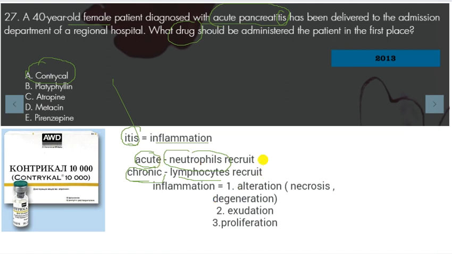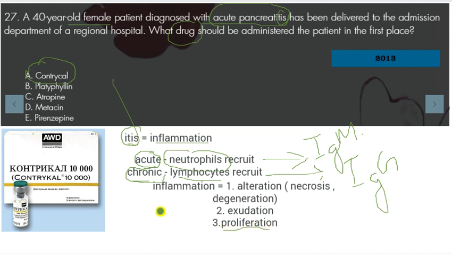In acute, IgM will be recruited. In chronic, IgG will be recruited. I will explain it more clearly later. Inflammation has 3 processes. First is alteration, necrosis or degeneration. Next is exudation. Third is proliferation.